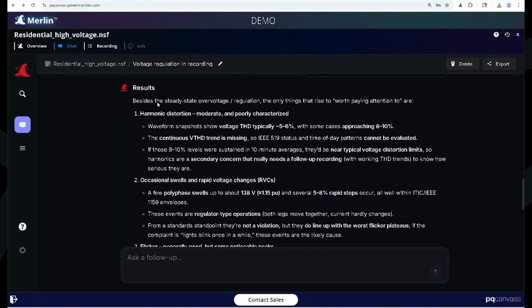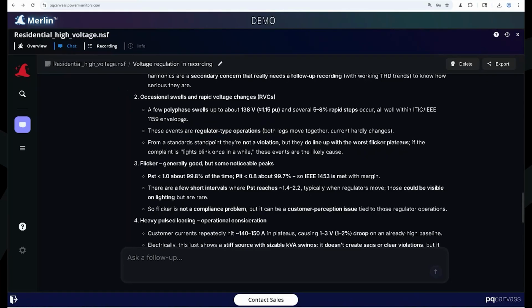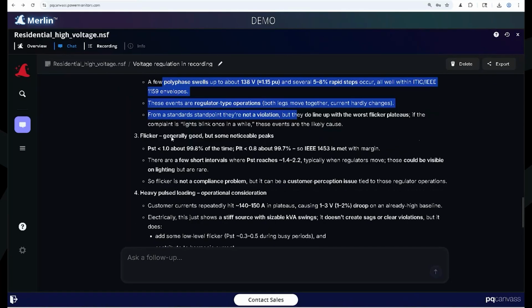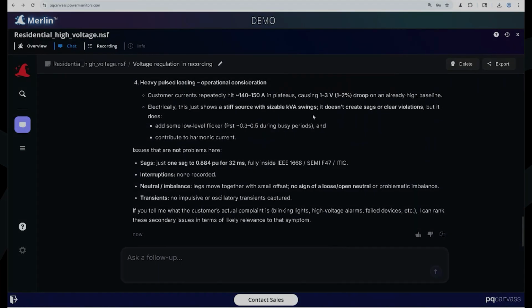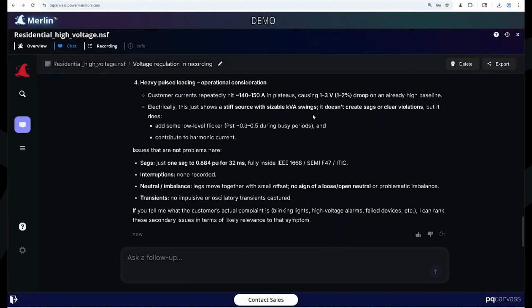So here we're talking about, besides overvoltage, harmonic distortion is moderate, 5 to 6%, in some cases approaching 8 to 10%. That's kind of high. Pointing out that we didn't record voltage distortion, but it's pulling this from the waveform captures. So it's looking at everything and gleaning everything it possibly can from this. Some rapid voltage changes, some flicker, not too bad, but noticeable. So it will give you a good summary of the recording, but you can also drill down and ask it questions directly from that.